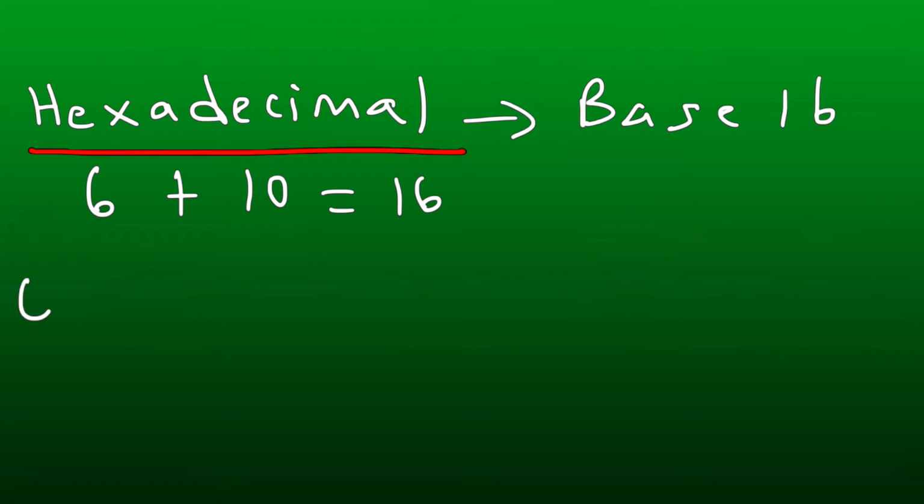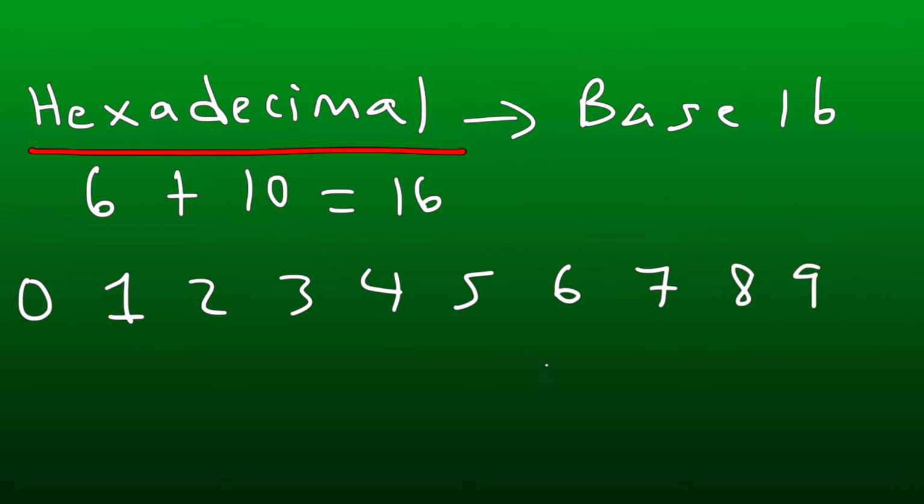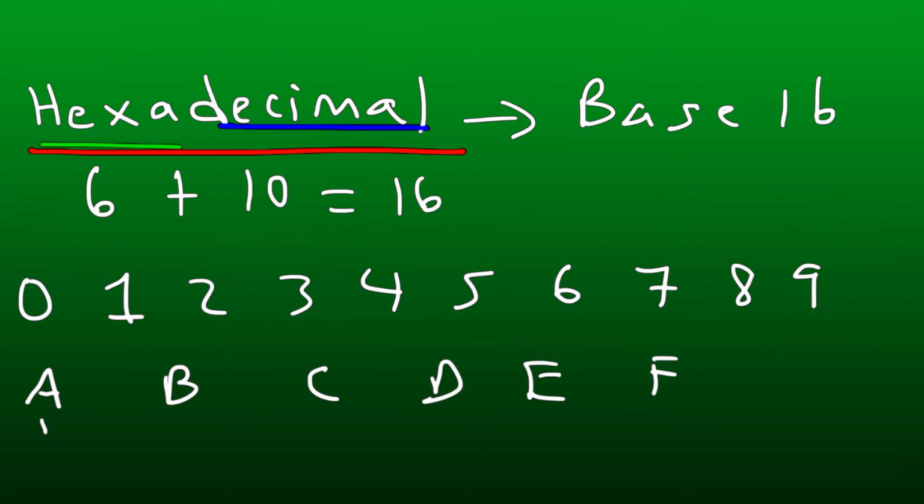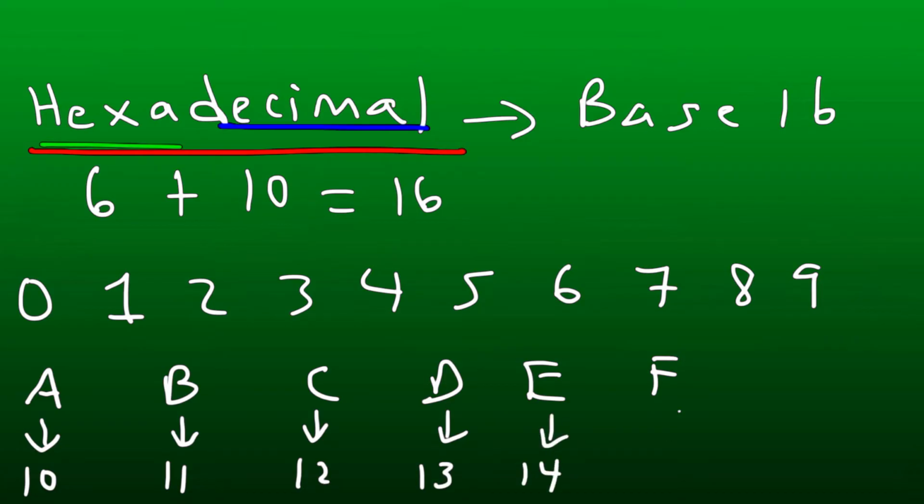And so the numbers are 0, 1, 2, 3, 4, 5, 6, 7, 8, 9. So we have all 10 numbers in the decimal system, but we also have 6 letters. And so those letters are A, B, C, D, E, and F. Now A corresponds to 10 in the decimal system. B in the hexadecimal system corresponds to 11 in the decimal system. C is 12, D is 13, E is 14, F is 15. So that's a total of 16 numbers, including 0.